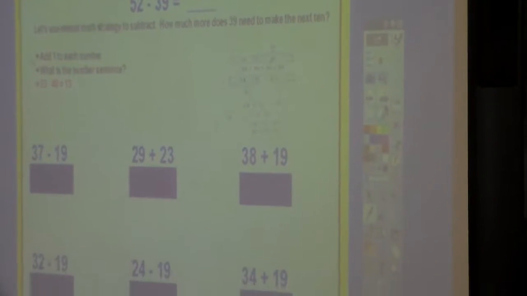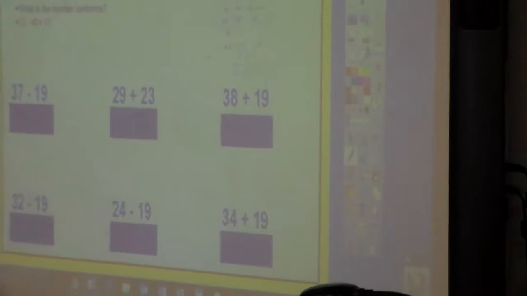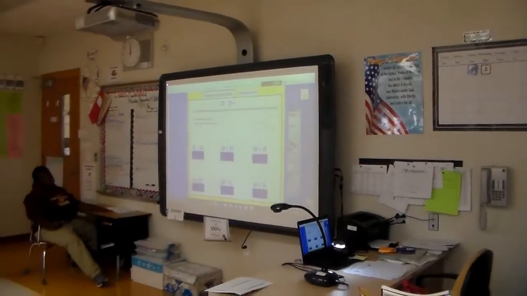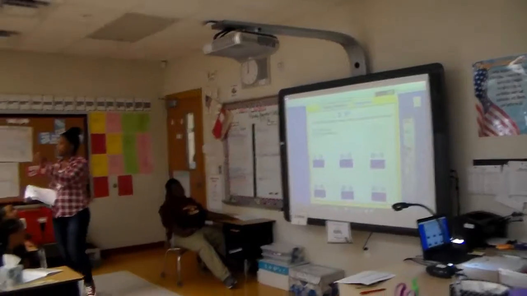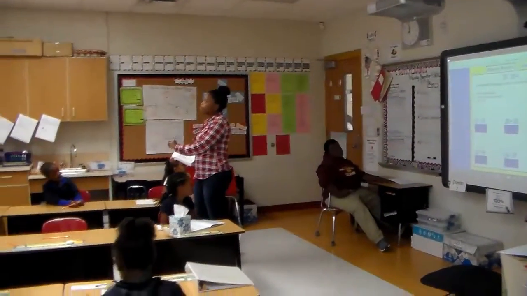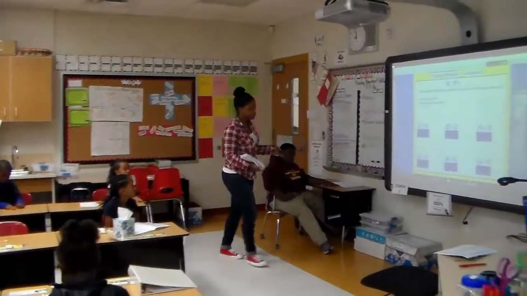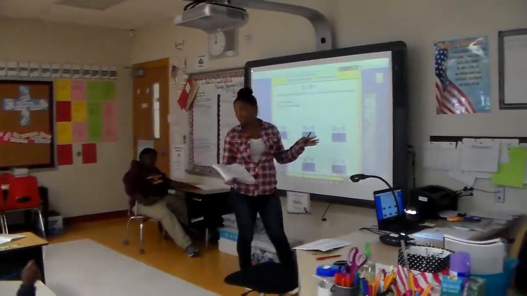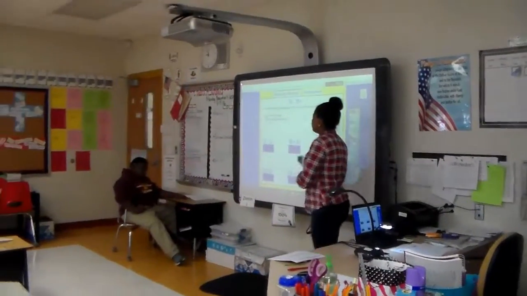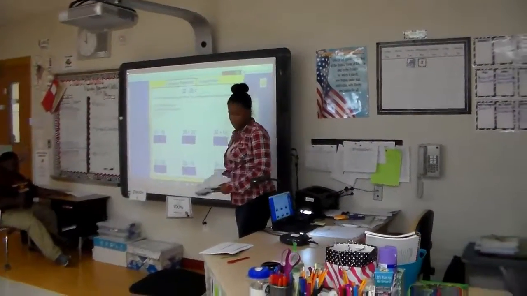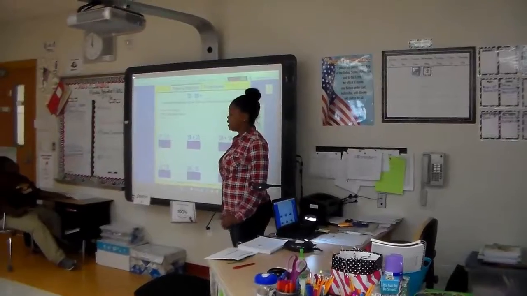We're going to find a number that can make the multiple of 10, add that number to both of your numbers to get a new number sentence to get your answer. If it's subtraction, we're going to take one number from one of the add-ins and give it to the other number to make a 10 to make a new number sentence, all right? So the purpose of this is to make a multiple of 10 to either add or subtract. So let's use the mental math strategies to subtract. How much more does 39 need to make the next 10?